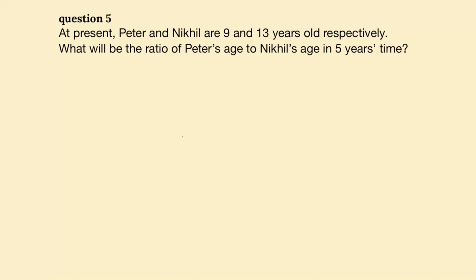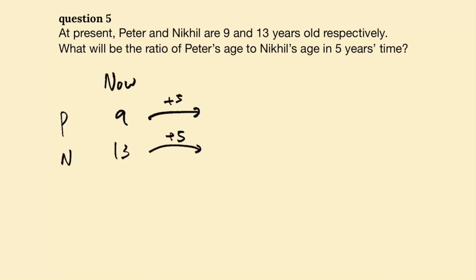At present, Peter and Nikhil are 9 and 13 years old respectively. Respectively just means the first number mentioned, 9, corresponds to the first person mentioned, that's Peter. 13 mentioned later, Nikhil mentioned later. So Nikhil is 13. All right, what will be the ratio of P to N in 5 years' time?